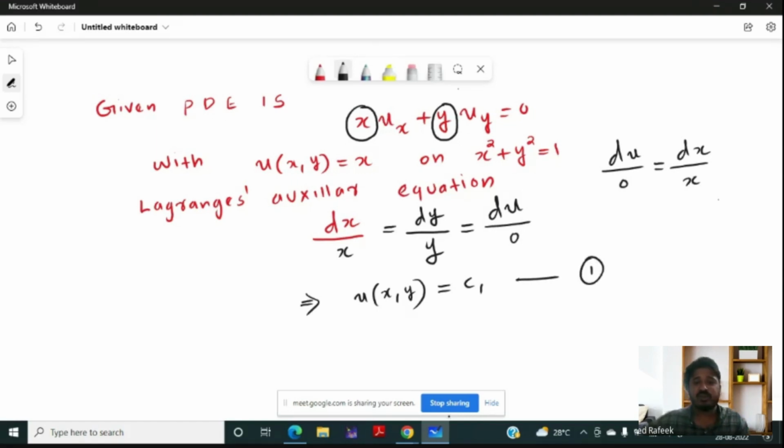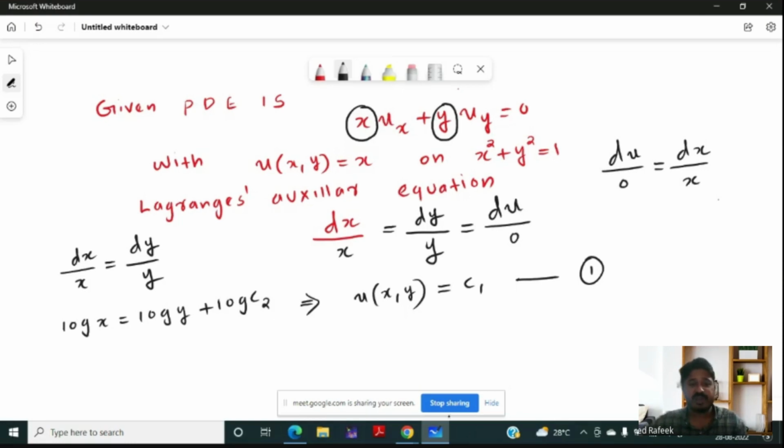Now similarly, next you take another two: dx by x is equal to dy by y. Integrate on both sides. Log x is equal to log y plus log c2, where log c2 is the constant of integration. From this, you can take the log on this side, so x by y is equal to c2. You have x by y is equal to c2.